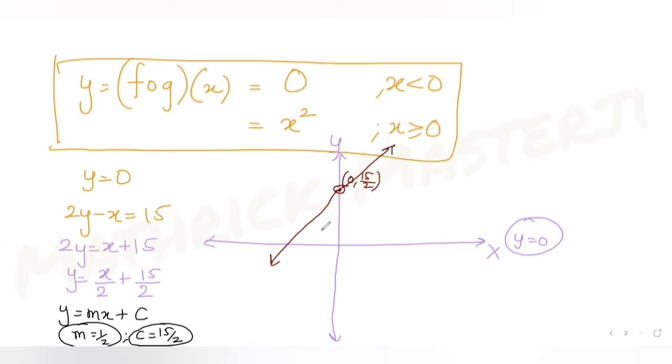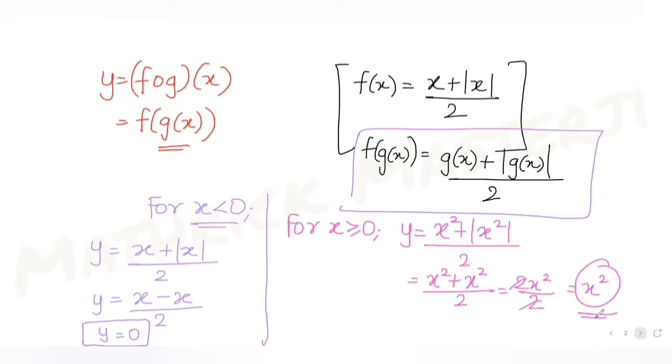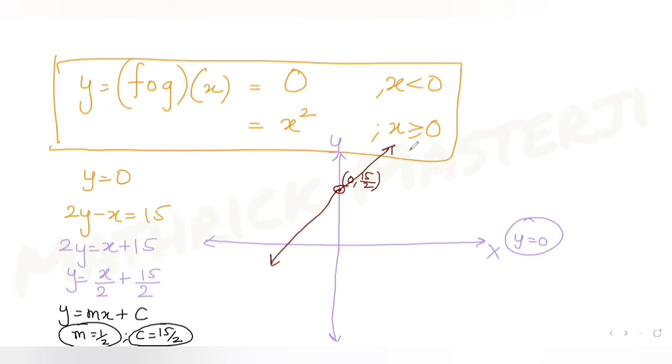Further, we have also been given that we have to find the region between the three curves. One is y equals f of g of x. If I plot that also, let's see what it becomes. For x less than 0, for all values of x, y equals 0. So it is here only, a straight line.